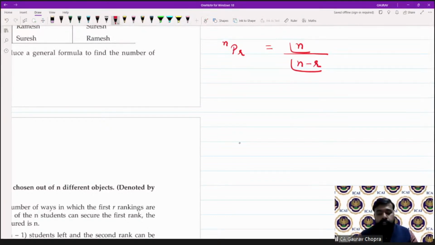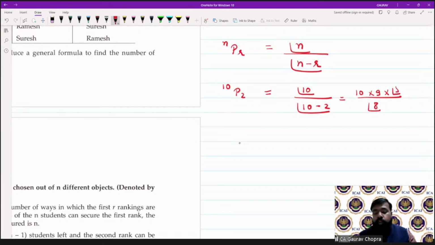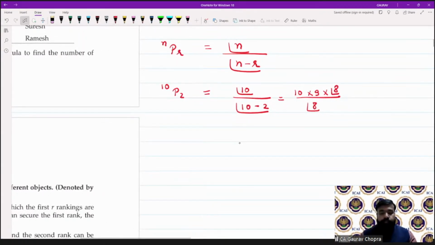So how to apply this? Let's say there is 10P2. Then how do we solve it? We will write factorial 10 upon factorial 10 minus 2. So what is factorial 10? 10 into 9. See, in the denominator, first, what is available? Factorial 8 is available. So in the numerator, we can stop at factorial 8. Factorial 8 gets cancelled and we are left with 90. We are left with only 90.